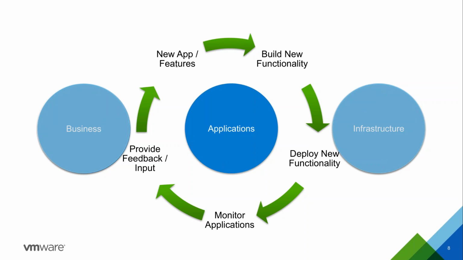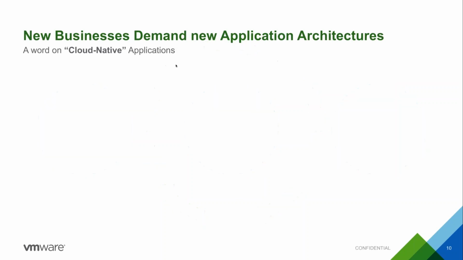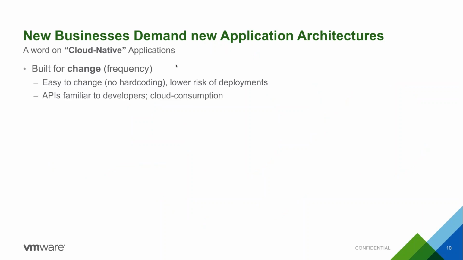But looking at how these new applications, so these more user-centric oriented applications, how are they built? They are typically cloud-native applications. And what does cloud-native actually imply? So typically they're built for change, right? So with a very high frequency, you want to change them as often as possible, and you want to change them with very low risks on your production systems.